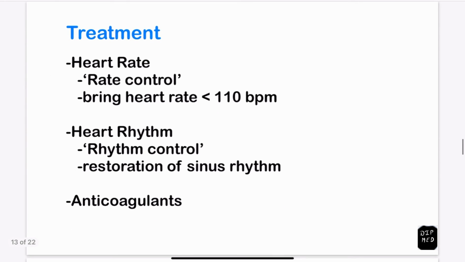Now let's move on to the treatment section. When we think about treating atrial fibrillation, there are three options. The first one is controlling the heart rate. This is called rate control, and ideally we aim to bring the heart rate below 110 beats per minute. The second thing we treat is heart rhythm. This is called rhythm control, and this involves restoration of sinus rhythm. And the final treatment option is the use of anticoagulants to prevent the risk of thrombus formation and stroke.